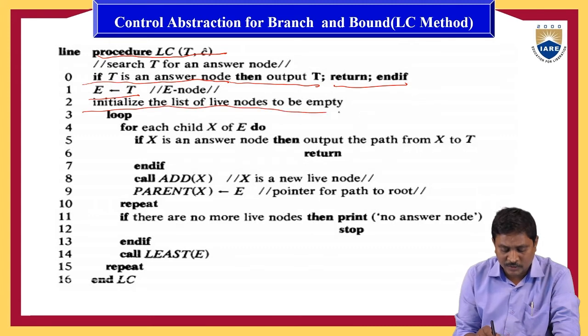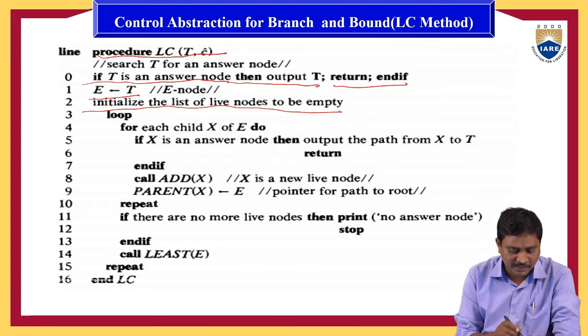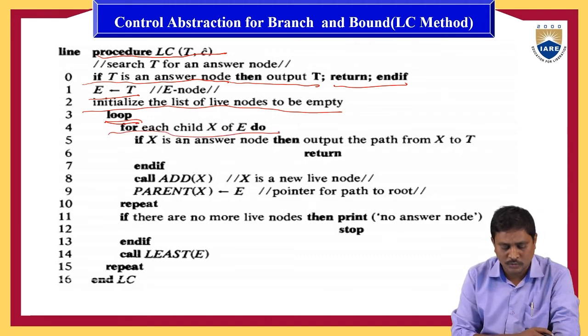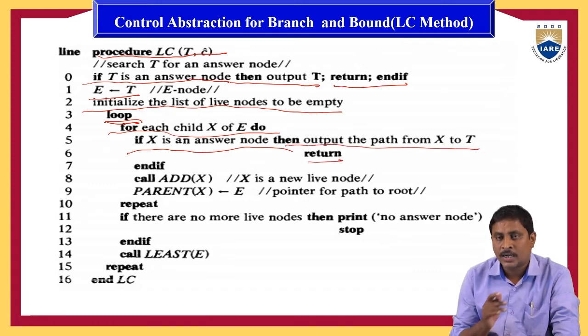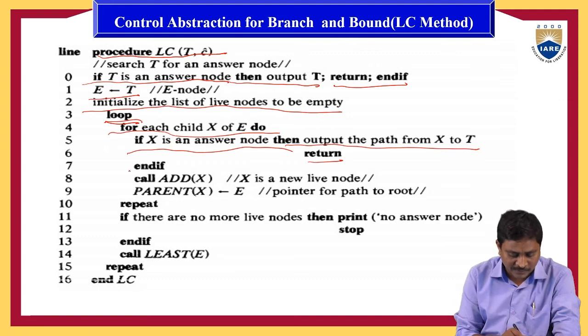Initialize the list of live nodes to be empty. We repeat this for all the remaining nodes. Loop, now repeating: for each child x of E, do: if x is an answer node, then output the path from x to T and return, end if.